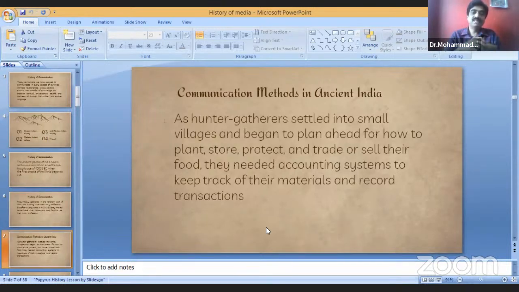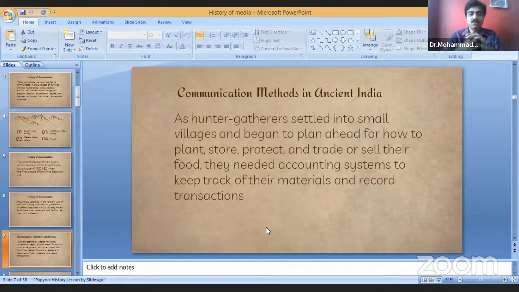As hunter-gatherers settled into small villages and began to plan ahead for how to store, protect, and trade or sell their food, they needed an accounting system to keep track of their materials and record transactions. Whatever crop they got through farming, they needed to preserve, and they needed to sell and trade with other tribal people.